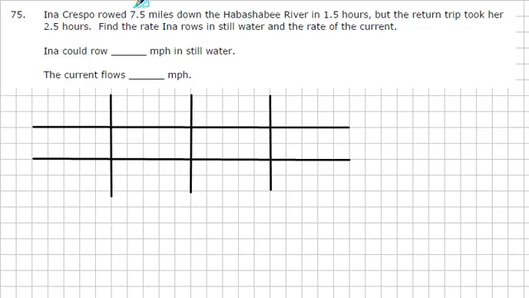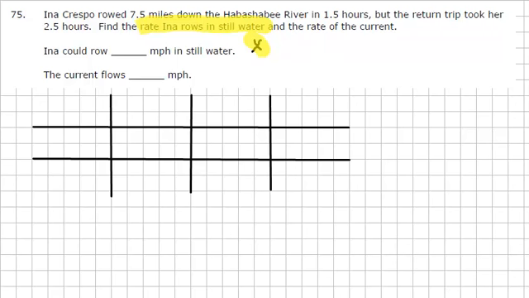So the first thing that we want to do is to assign variables to the unknown quantities. This problem has two unknowns. We first of all want to find the rate Ina rowed in still water. Let's use x to represent that quantity. So x will represent the rate Ina rowed in still water.